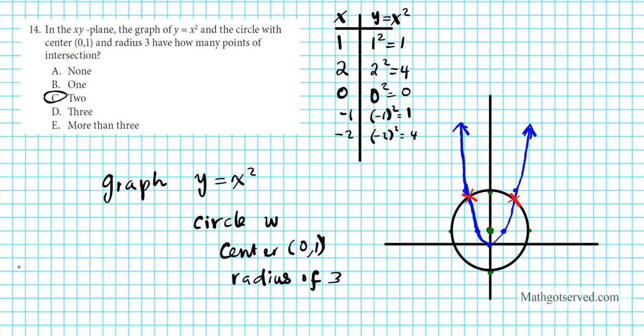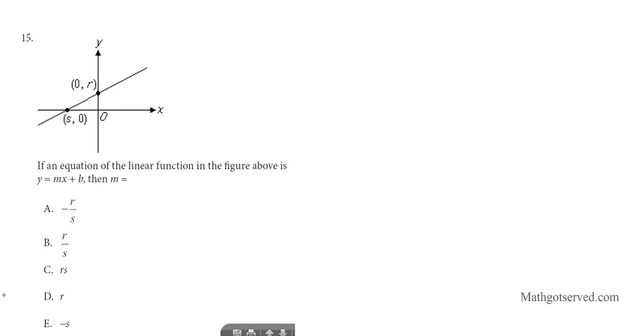All right, okay, moving along to question 15. It says if an equation of the linear function in the figure above is y equals mx plus b, then m is what? Now this is a really tricky question where you can easily mess up with the signs. So if we stick to the formula for slope, it's very difficult to make a mistake.